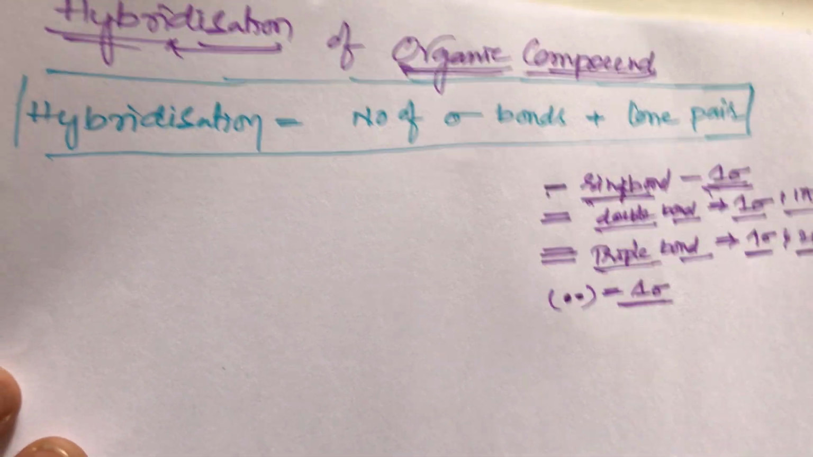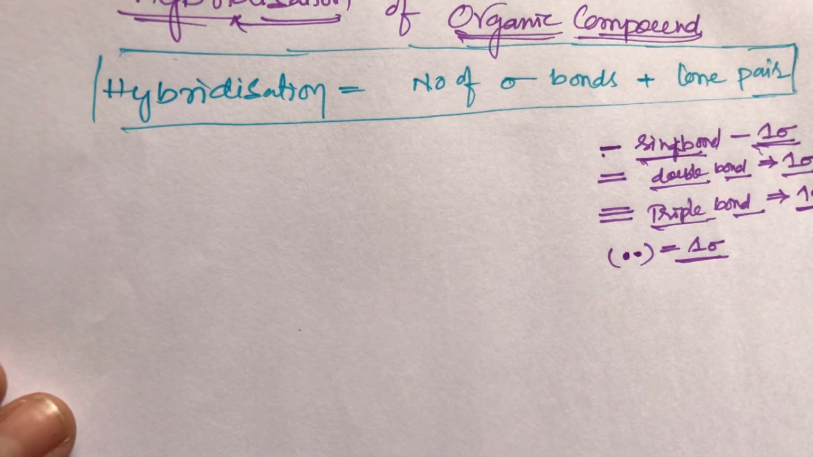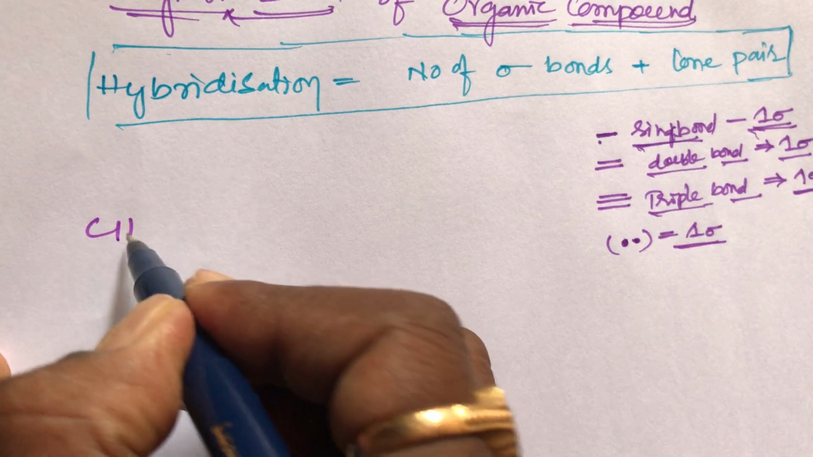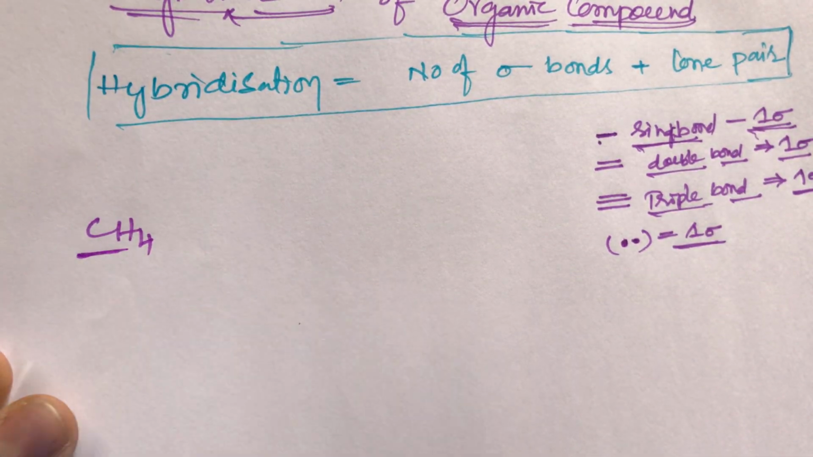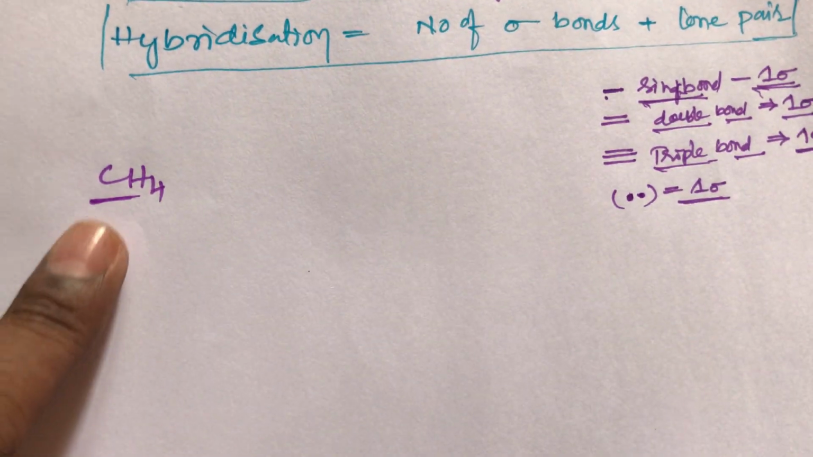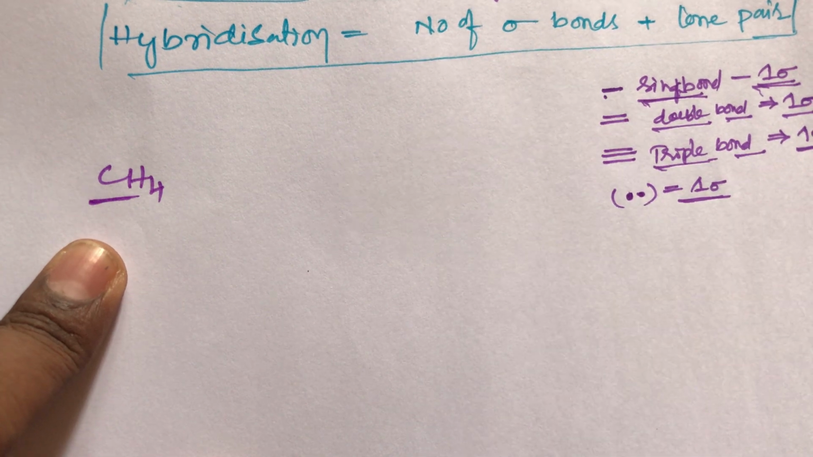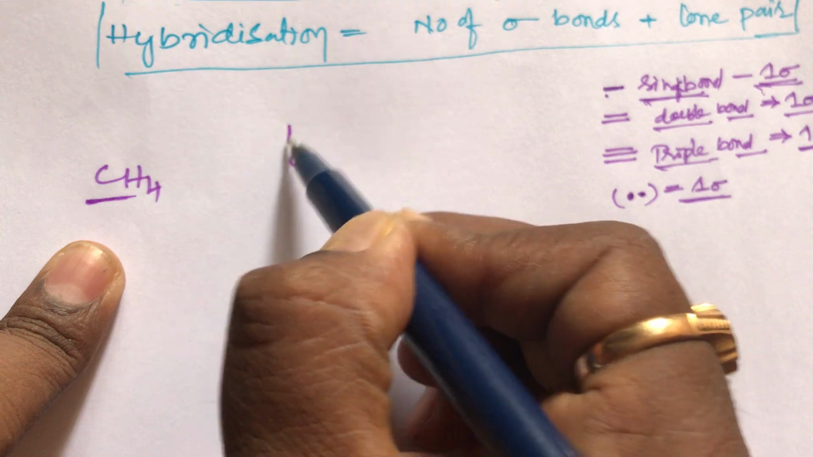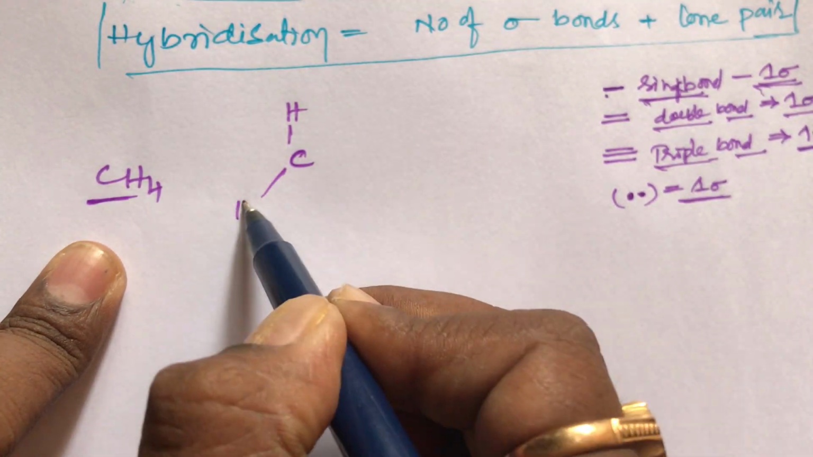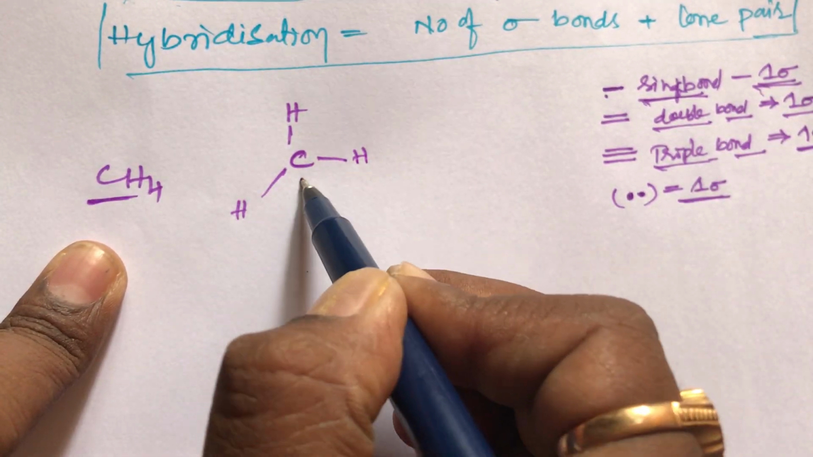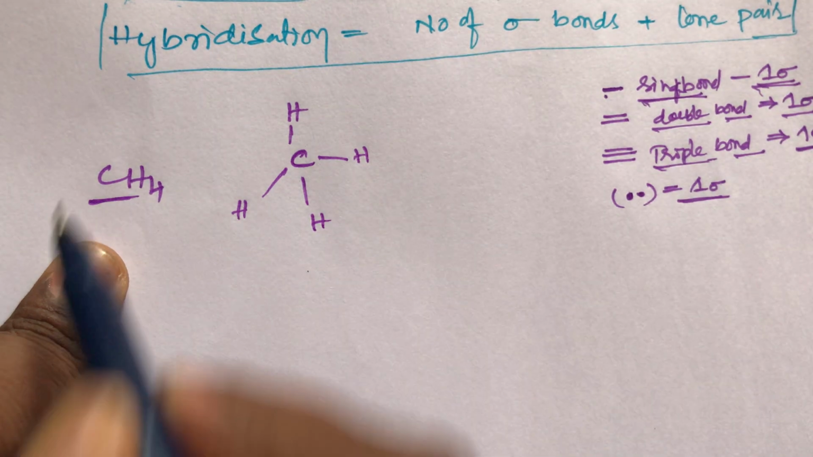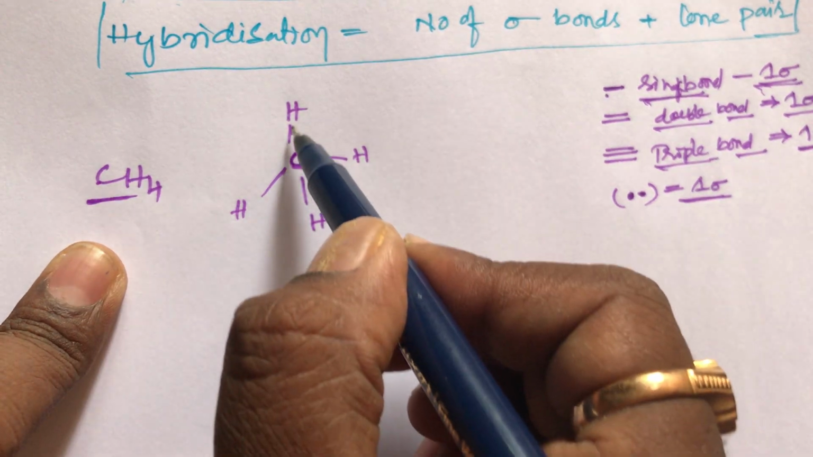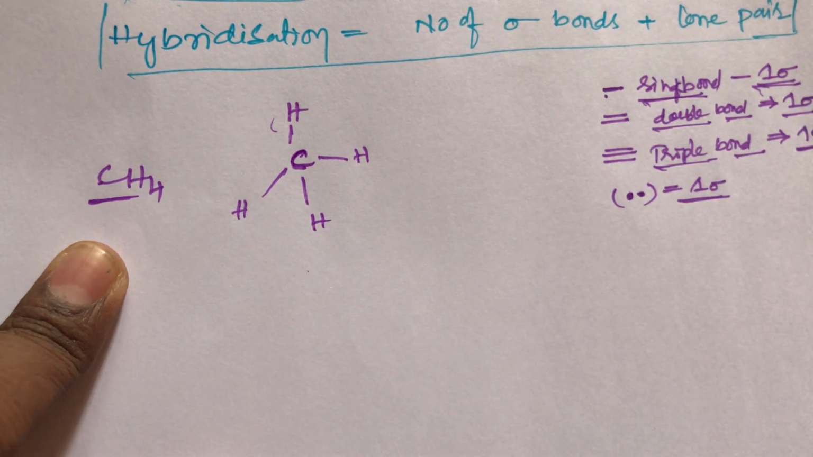Now take an example, students. In the CH4 molecule, what is the carbon hybridization? Carbon is surrounded by 4 hydrogens. I am writing the simple structure here. Each hydrogen occupies a single bond only.